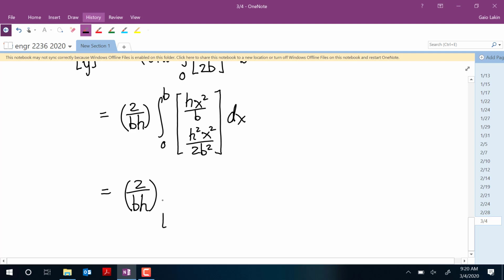And if we integrate that first one, we get hx cubed. We're integrating with respect to x. These other things are just constant. So hx cubed over 3b. And for the y component, we have h squared x cubed over 6b squared. And we're evaluating this from x equals 0 to x equals b.